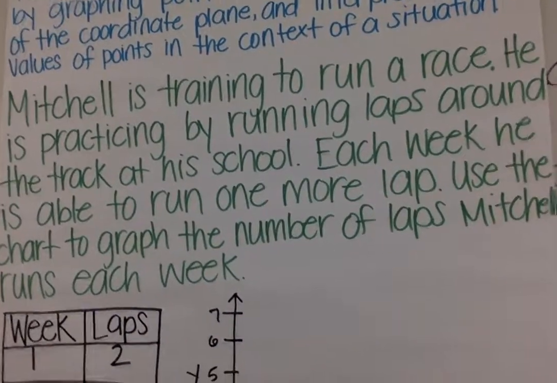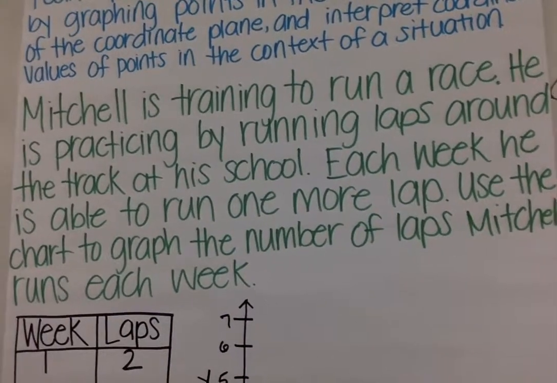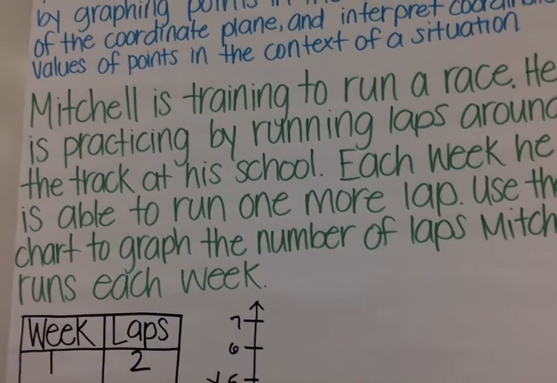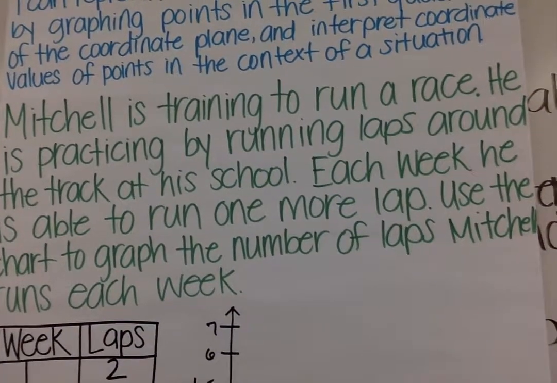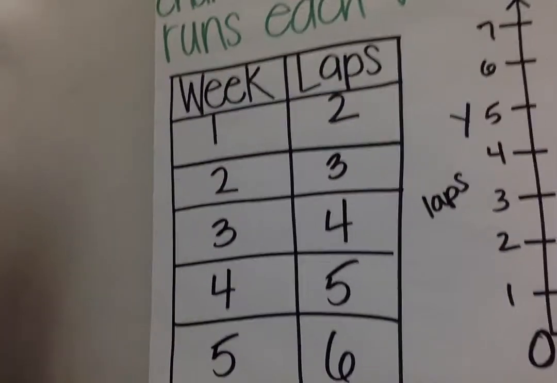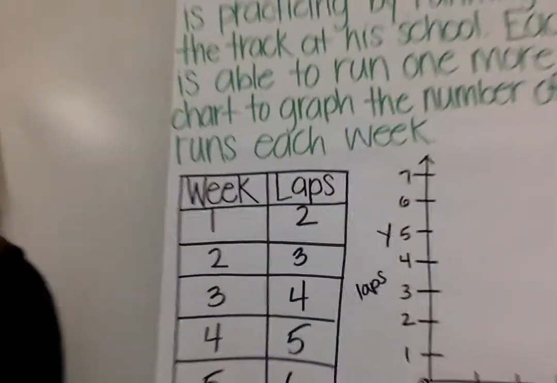It says, Mitchell is training to run a race. He is practicing by running laps around the track at his school. Each week, he is able to run one more lap. Use the chart to graph the number of laps Mitchell runs each week. So we have to use this chart down here in order to know what numbers we are going to graph.